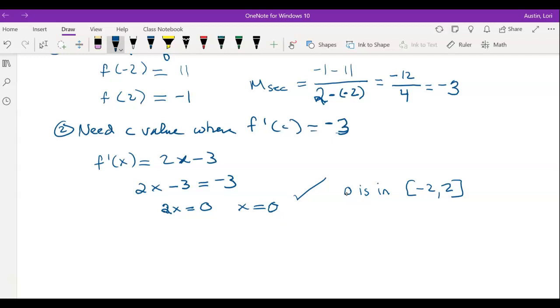Verify is something you did in pre-calc 2 a lot with trig identities. You didn't solve them. You verified that they were true. That's what you're doing with this.